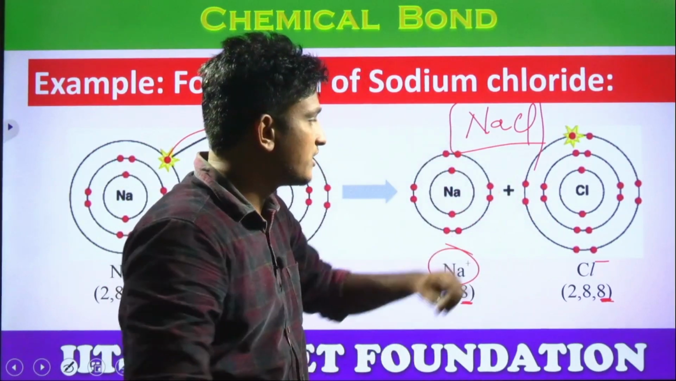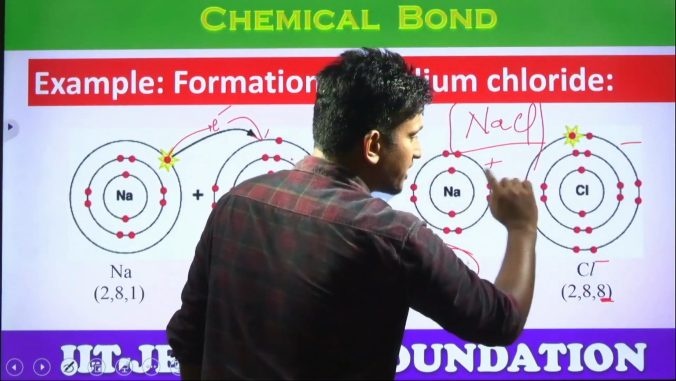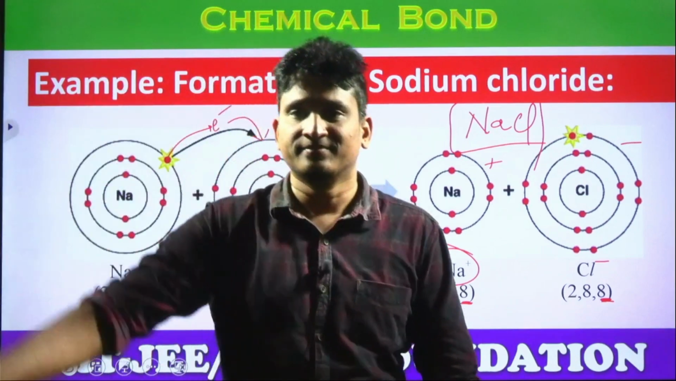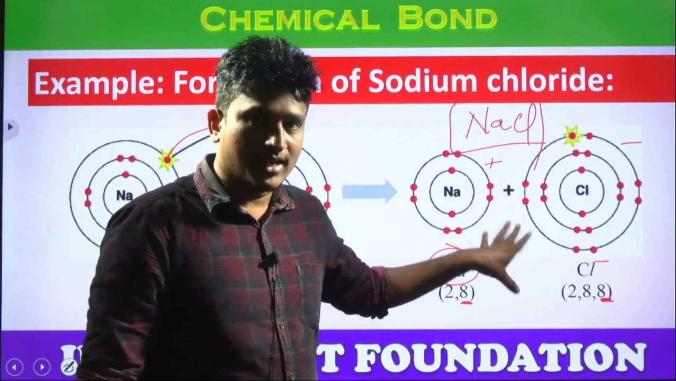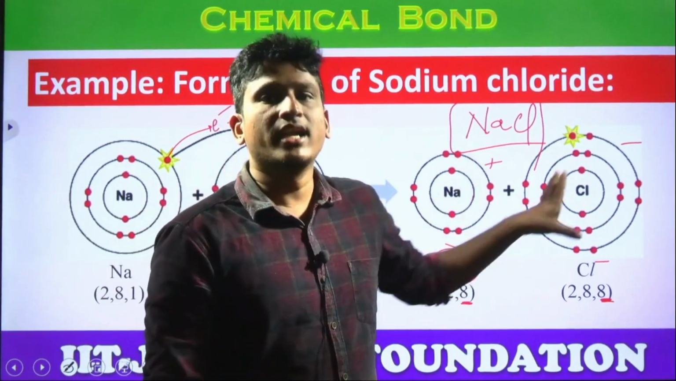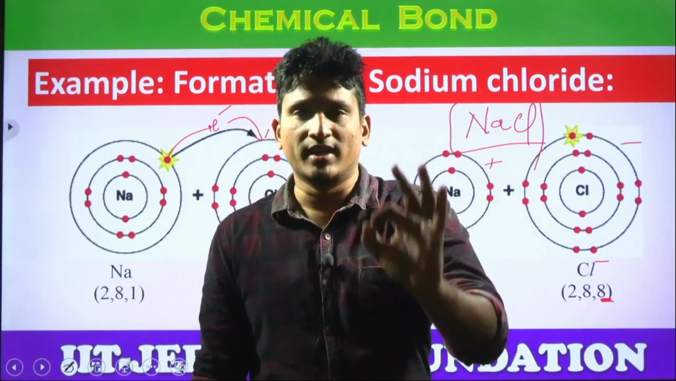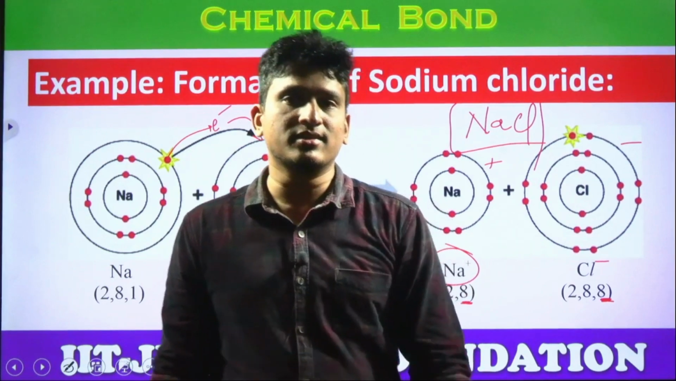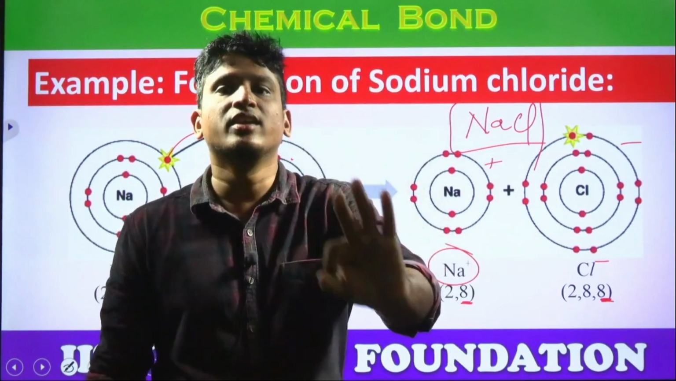This attraction between sodium ion and chloride ion, between these opposite ions, is called ionic bonding. Got the clarity, students? What is ionic bonding? The electrostatic force of attraction between a cation and an anion is called ionic bonding. This attraction is why they're chemically combining. Ultimately, for what reasons? In order to get the stability and in order to get the neutrality also.